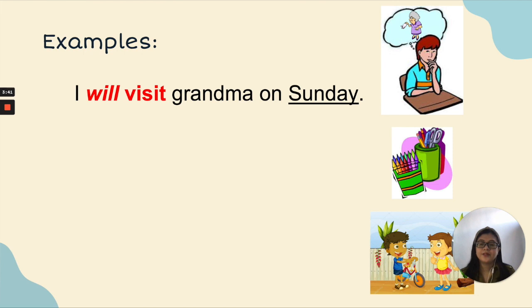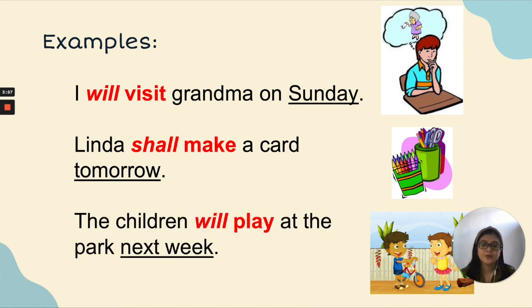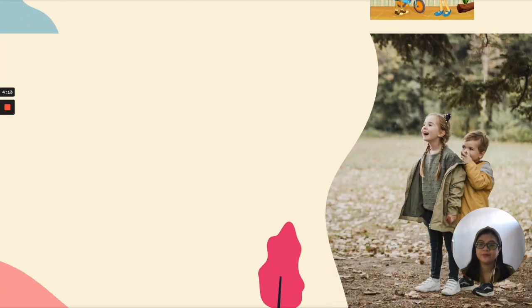So examples, I will visit grandma on Sunday. Will visit is your verb, and your time expression is Sunday. Linda shall make a card tomorrow. So shall make is your verb, and tomorrow is your time expression. The children will play at the park next week. So will play is your verb here, and next week is your time expression. Okay, so you can use the time expressions to clearly give the message that the action will be done in the future.